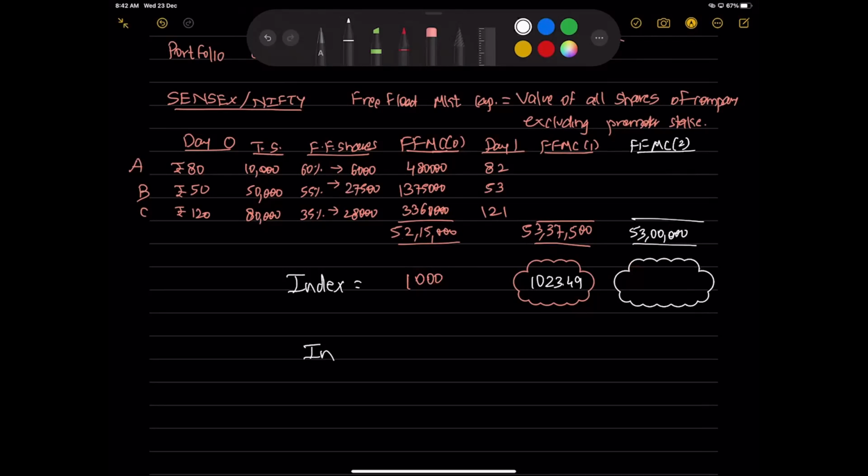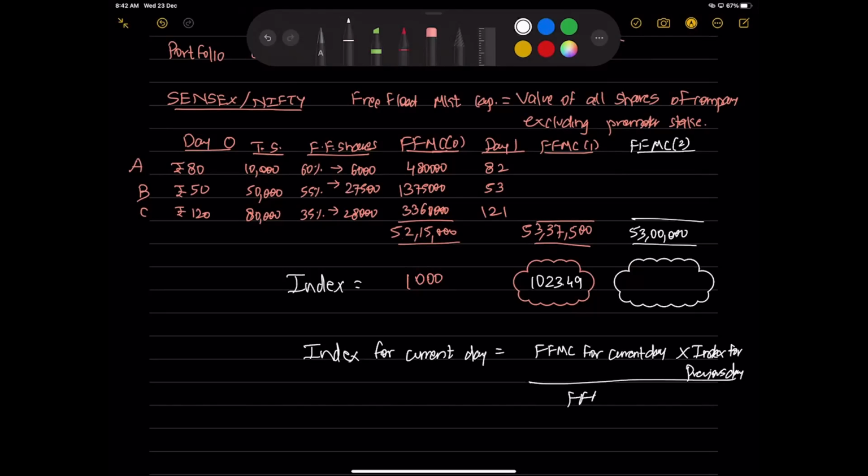So when we calculate the index for the current day, it is simply the free float market cap for the current day into the index for the previous day, divided by the free float market cap for the previous day. This is how all our indices are calculated, and that represents the overall picture of the market, as to whether the share prices are increasing or decreasing.